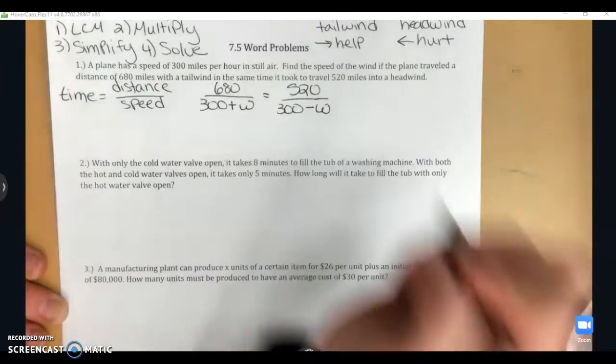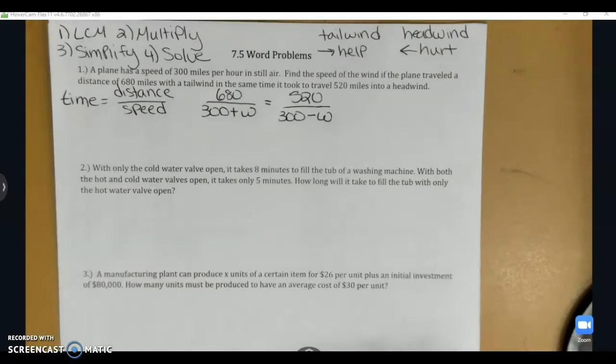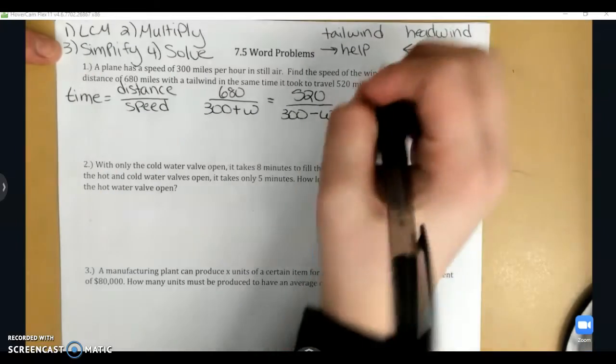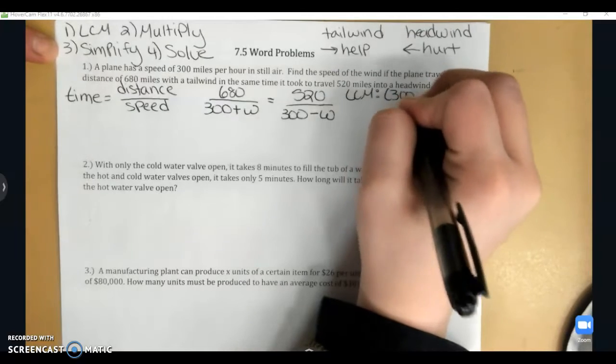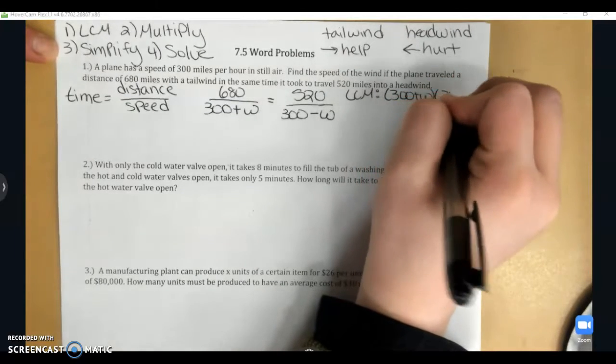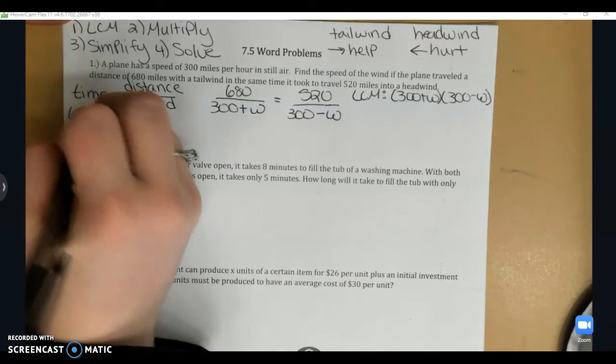And we're told that these two times are equal. So this is how we're setting up our equation. And now we're going to go through our 4 steps. So we're going to identify our least common multiple, and that is going to be 300 plus W times 300 minus W. So then step 2 is multiply that on both sides.